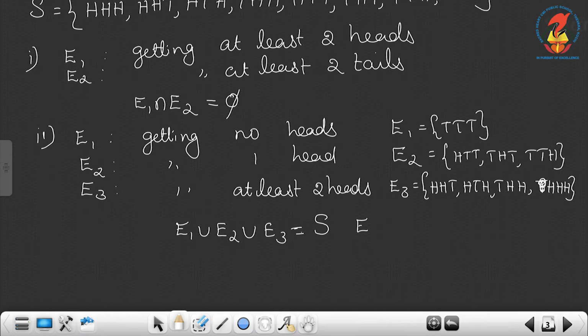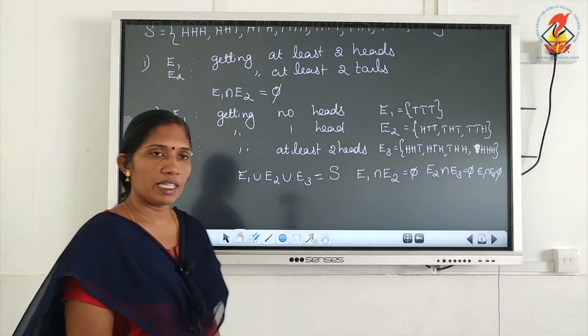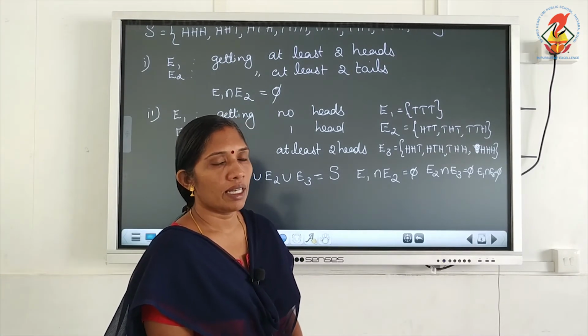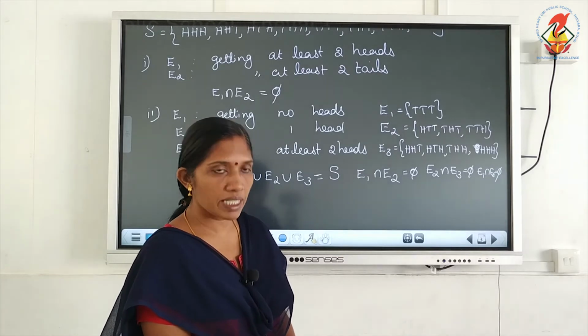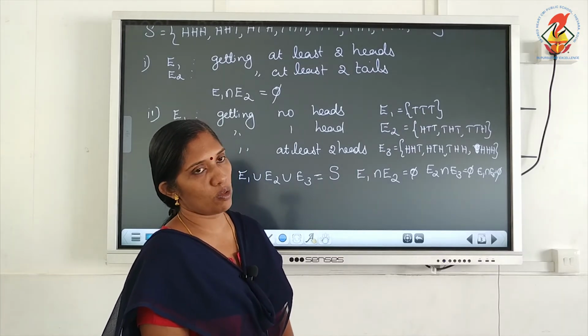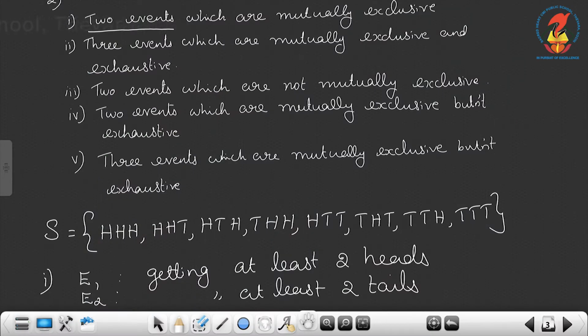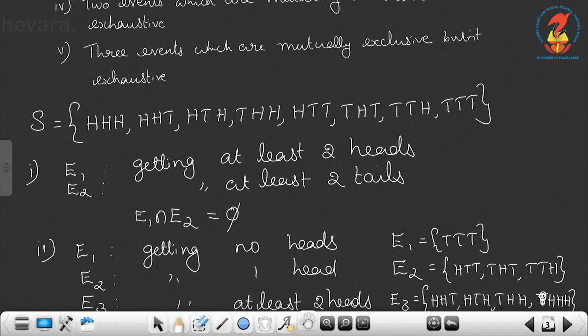Then what is E1 intersection E2? Is it null set? E2 intersection E3, null set, and E1 intersection E3, that is also null set. So what we can say here, E1, E2, E3 are mutually exclusive. They are pairwise disjoint and exhaustive. Okay. Now third one, 2 events which are not mutually exclusive.